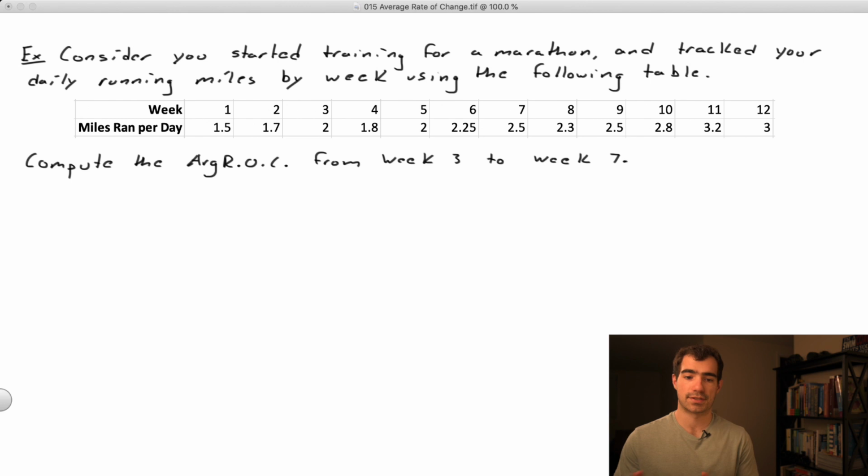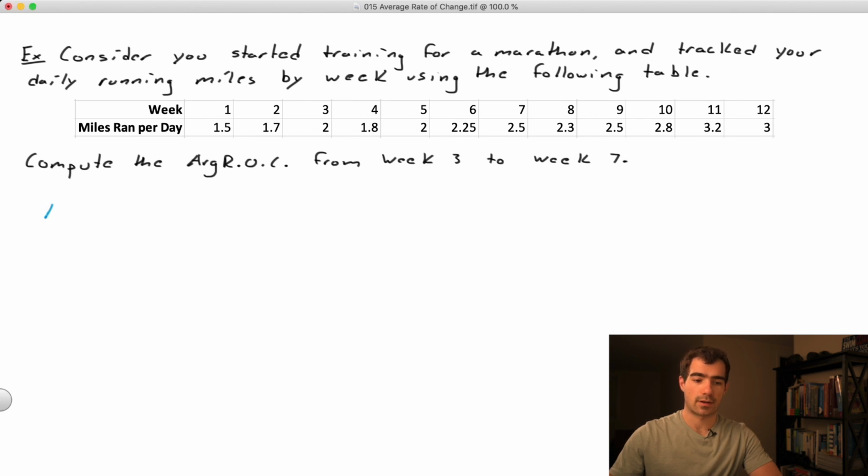And we can get a sense just by looking that those are changing over time. In week 1, we had 1.5. By week 3, running 2 miles. By week 8, running 2.3 miles per day, and so on for the 12 weeks. One thing that we might want to track is, on average, how much are we adding on each week? And so let's say that we wanted to compute the average rate of change from week 3 to week 7.